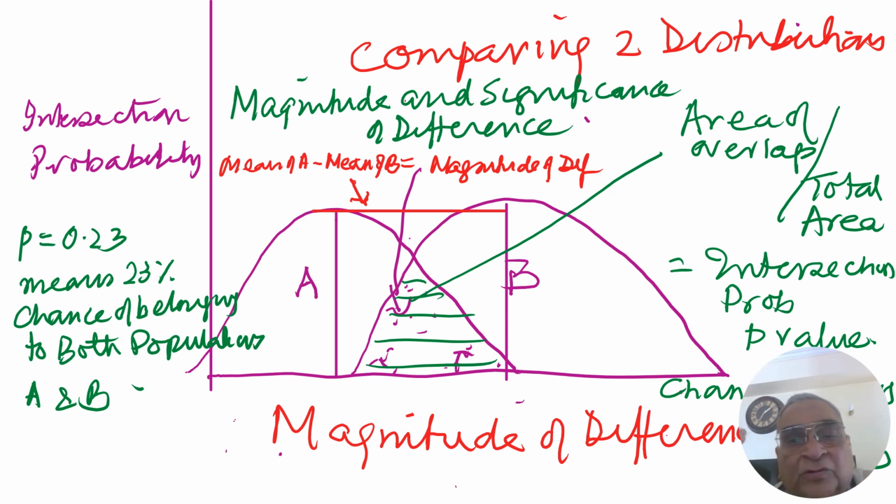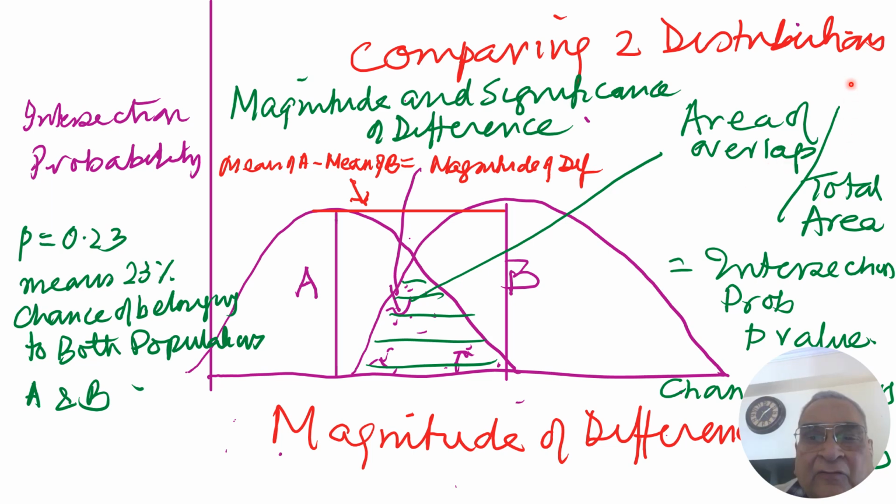Now we are comparing two distributions. For example, hypertensive patients on drug A or drug B, how much is the lowering in the diastolic blood pressure? So this is the frequency distribution of patients that are taking drug A, and this is the frequency distribution of patients that are taking drug B. You see that this is the area where the patients can belong to either group A or to group B. So this is called the intersection area. And this intersection area, if divided by total area under the curve, is called the intersection probability.